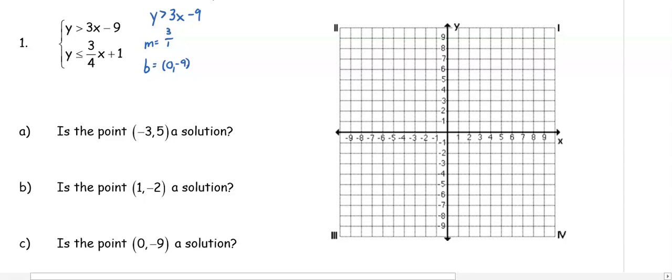After I do that, I need to look at my symbol. Because it's a greater than symbol, that's going to be a dashed line, and because it's greater, we are going to shade above. So we're going to go to negative 9 on the y-axis. We're going to use our slope, up 3 over 1, all the way across our graph. Then we are going to connect our points using a dotted line, making sure we add arrows at the end. Then because it's a greater than, we are going to shade above.